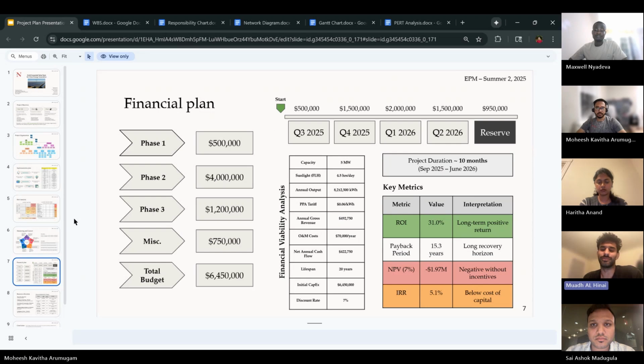The project has a total budget of 6.45 million distributed across three phases. Approximately 500,000 is dedicated to planning and permitting, 4 million to procurement and construction, 1.2 million to commissioning, and around 750,000 is reserved for contingency.